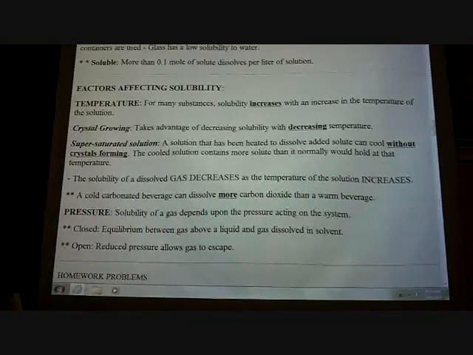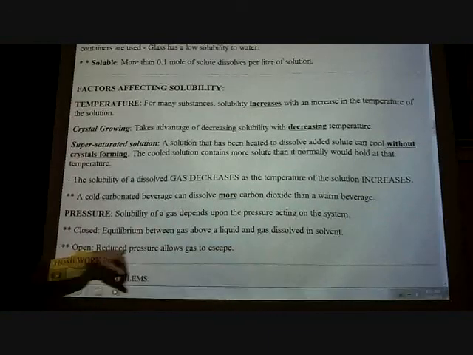Or half an hour or 10 minutes. Or put it back in the fridge. Well, if you put it back in the fridge and let it sit there overnight, it'll get flat because the gases are able to escape.